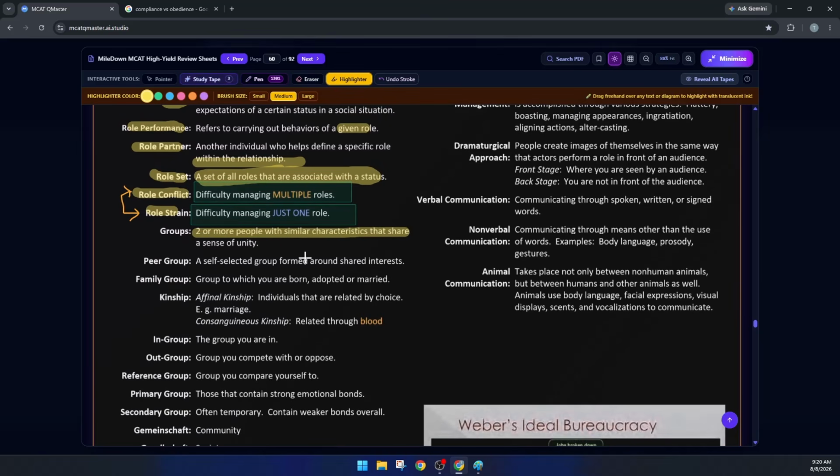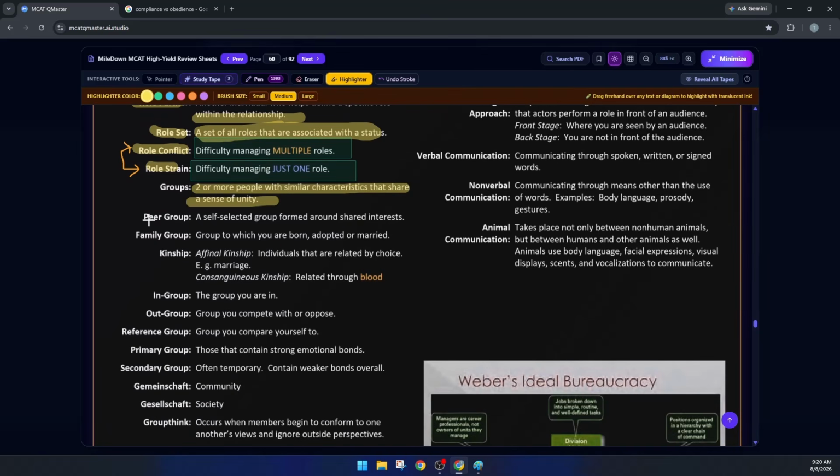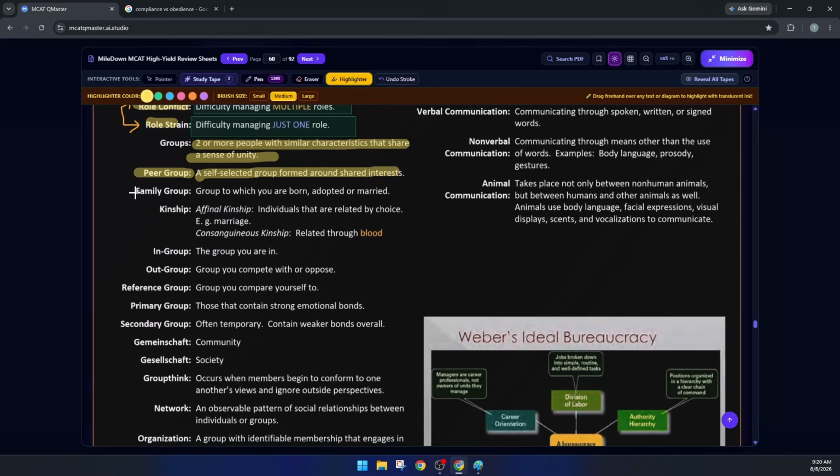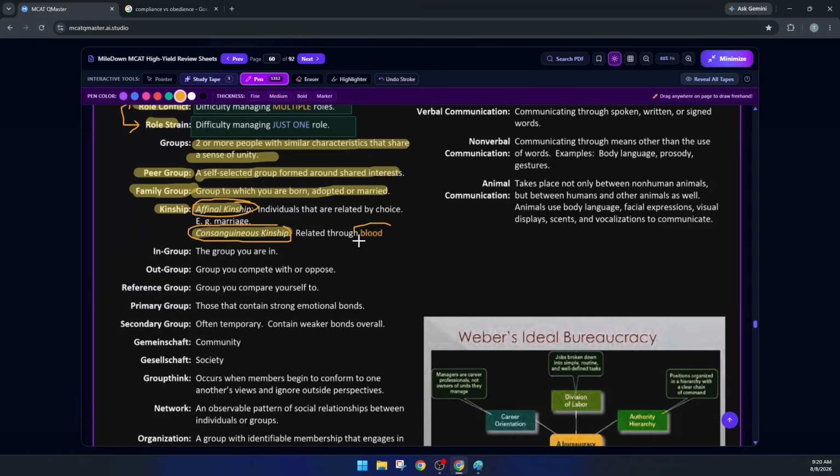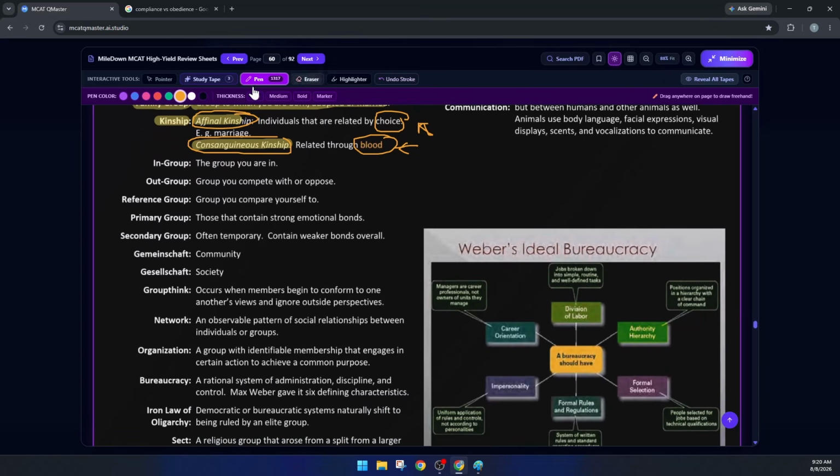Group: two or more people with similar characteristics and the same sense of unity. Peer group is a self-selected group formed around self-interest. You can think of that as your friend group almost. Family group is the group to which you're born, adopted, or married into. Kinship includes affinal kinship and consanguineous kinship. I don't know how to say it, but you have to know these two different types of kinship. Consanguineous is related through blood, so in other words, like family. Affinal kinship is related by choice, so in other words, like your friends almost, right?